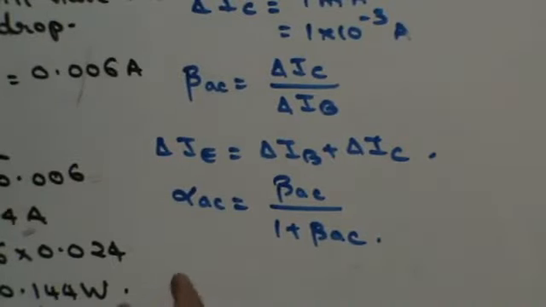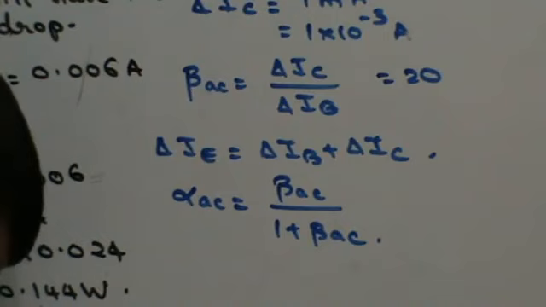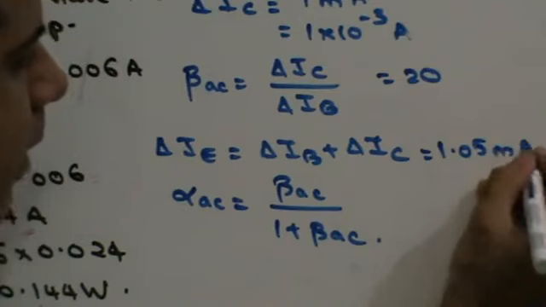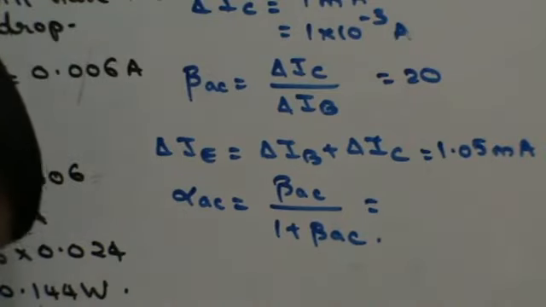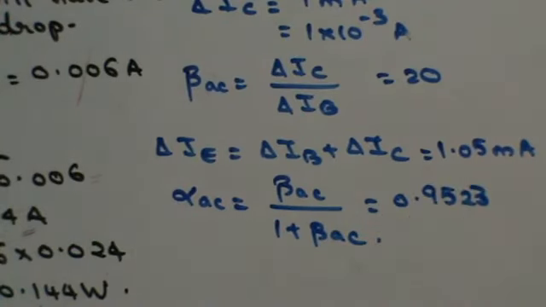I can say that the answer for this beta is 20, emitter current is 1.05 milliamps, and alpha factor should be 0.9523. What is alpha factor when you represent amplification factor in terms of fraction? Because amplification factor beta in itself would be a very large number. So if I want to represent it in terms of fraction, then that is your alpha factor. That's again an amplification. The only thing is here it is represented in terms of fraction.